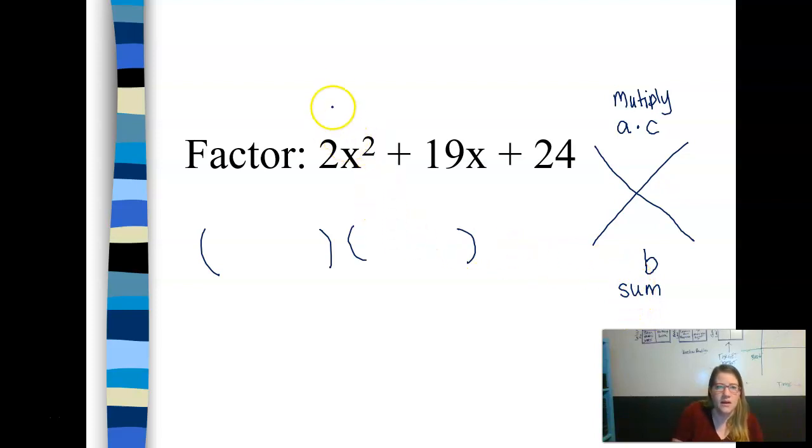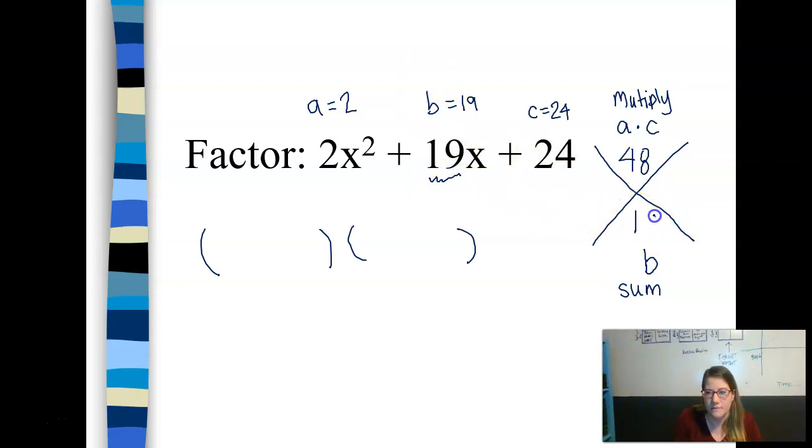A in our case is equal to 2. It's just the number in front of the variable. B is equal to 19, and C is equal to 24. In the top part of my X, I'm putting A times C, so that would be 2 times 24, which is 48. In the bottom of my X, I'm going to put B, and B is just that middle term again, 19, so that goes here.